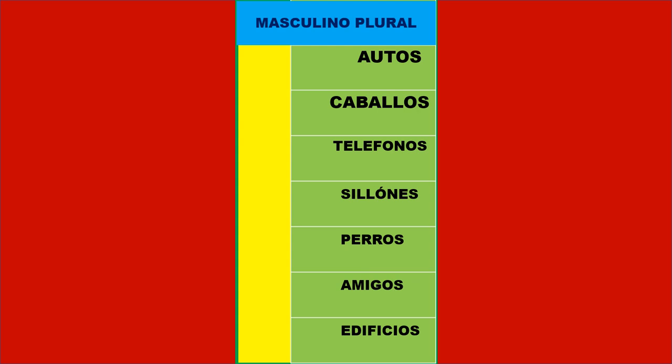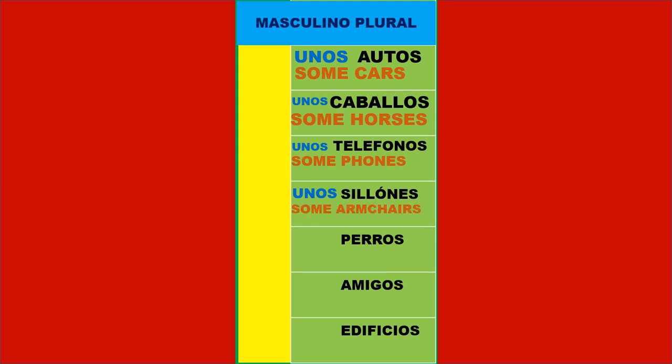Okay, masculino plural, plural masculine. Here we go. We use unos autos, we are talking in plural. Unos caballos, unos teléfonos, unos sillones, unos perros, unos amigos, unos edificios.